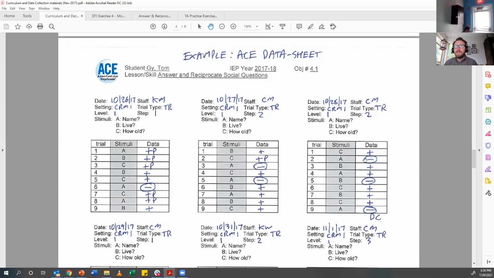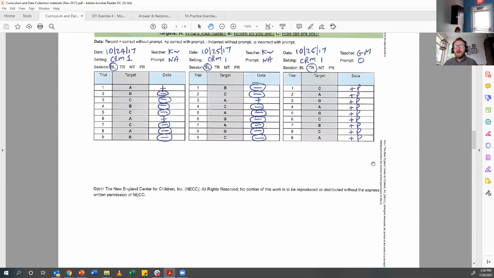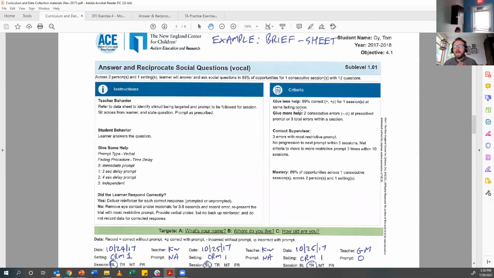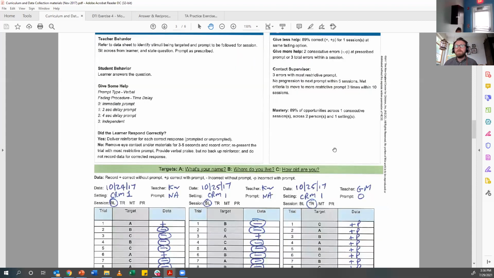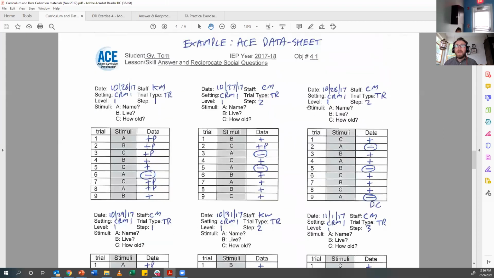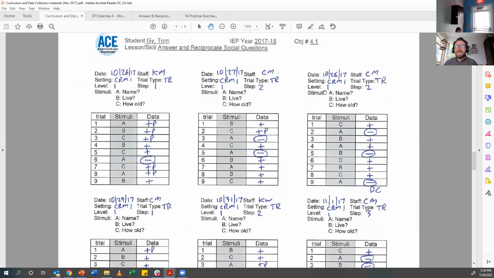On October 28th, he engaged in 6 out of the 9 trials correctly. 6 correct responses. 3 of the responses in this 9 trial teaching session were incorrect. If I scroll up to the top to look at the prompt fading criteria, our criteria to give more help and go back a step in the prompting hierarchy is 2 consecutive errors or 3 total within a session. Our student Tom met that criteria here in this session. Okay, 3 incorrect responses over the course of those 9 trials.